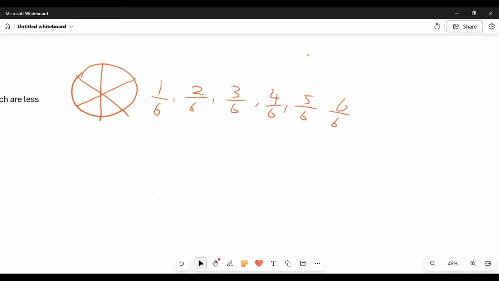So technically, that is the whole pizza. Here, until this whole, the previous ones are literally smaller than one whole, or less than one whole. Do you all agree with me?